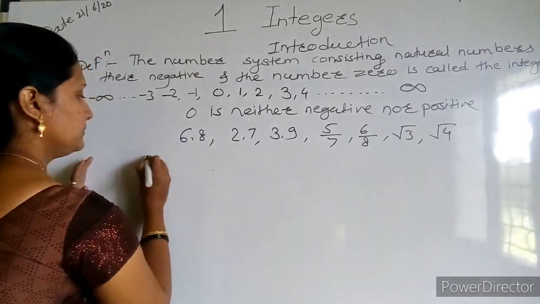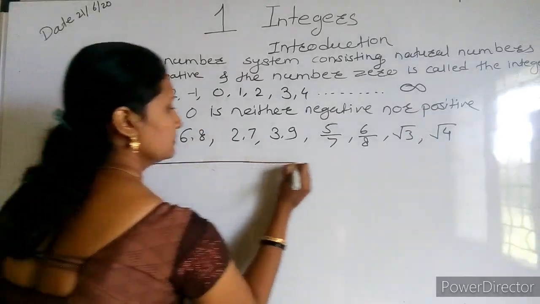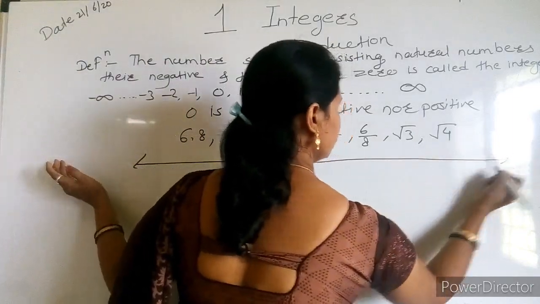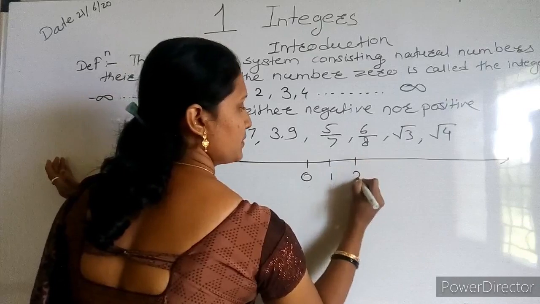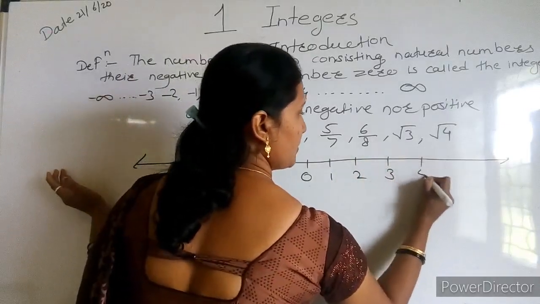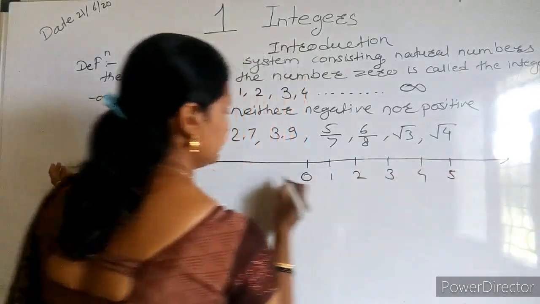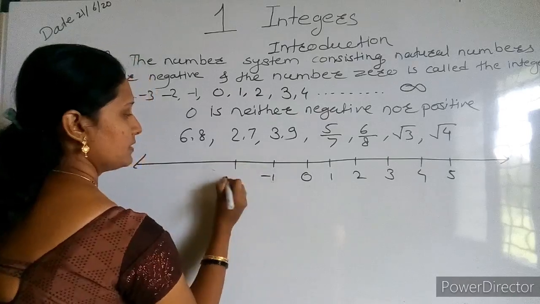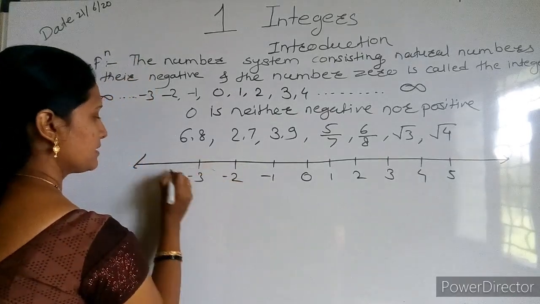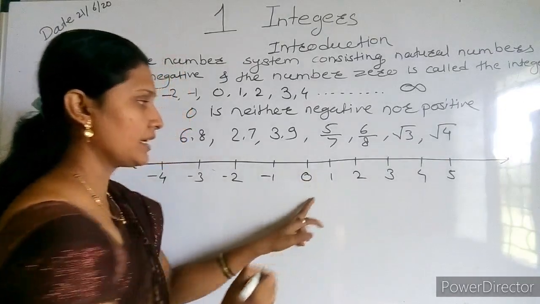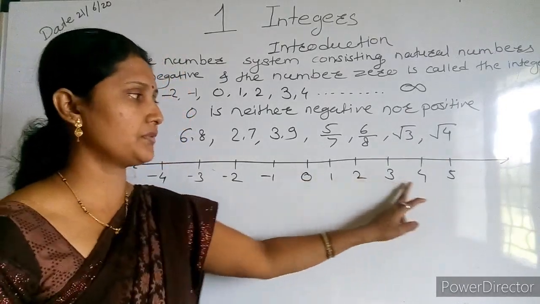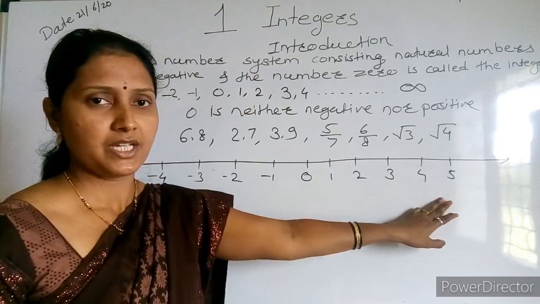So see here, in the number line: 0, 1, 2, 3, 4, 5 and -1, -2, -3, -4. 0 is neither negative nor positive, and 1, 2, 3, 4, 5 are the positive integers.